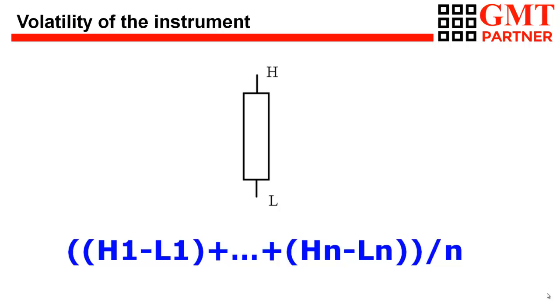positive mathematical expectation. Let me remind you that the simplest method to solve this problem is to find an arithmetic mean of the differences between the high and the low of daily candles for the period of a few days. You can also use a fairly common indicator, the average true range, or ATR for short.